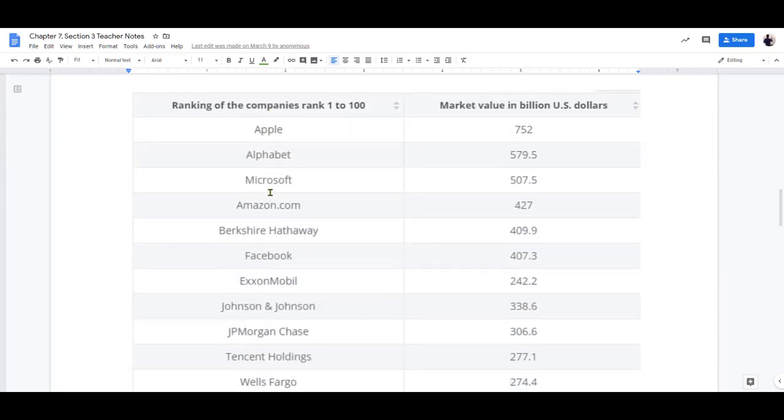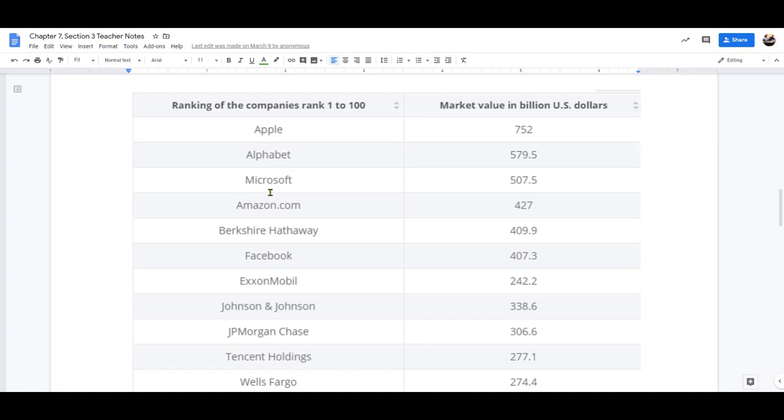So if you look at companies, we're not going to go through all 100, but if you look at companies in the top 100 list and you see what their value is in the billions of dollars, Apple comes out on top. This number is wrong. It says 752 billion. Since this presentation or notes were taken, Apple has now exceeded $1 trillion.